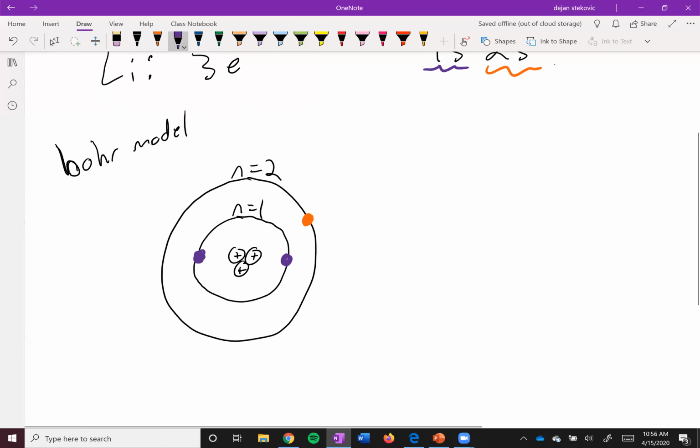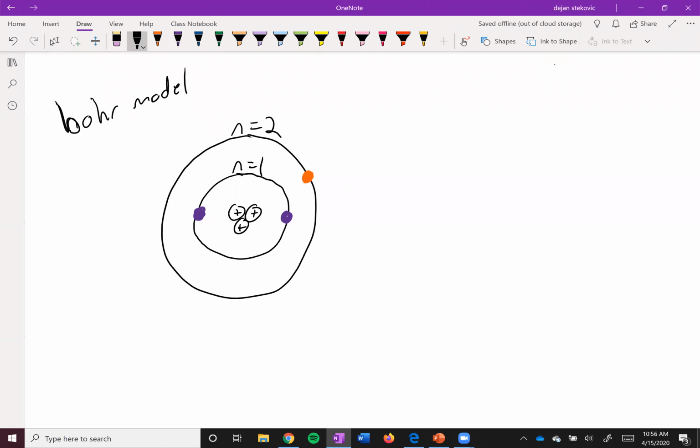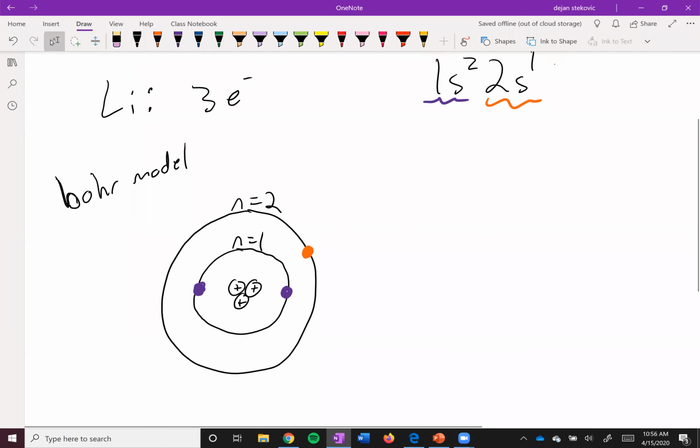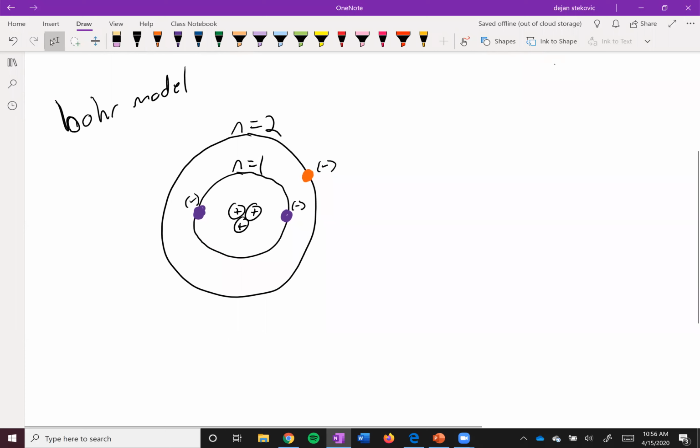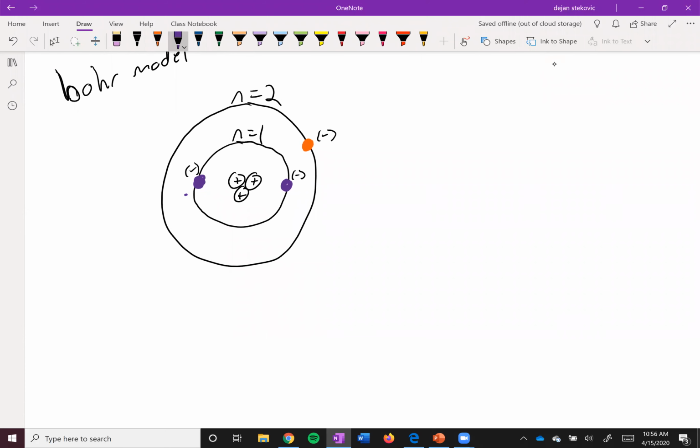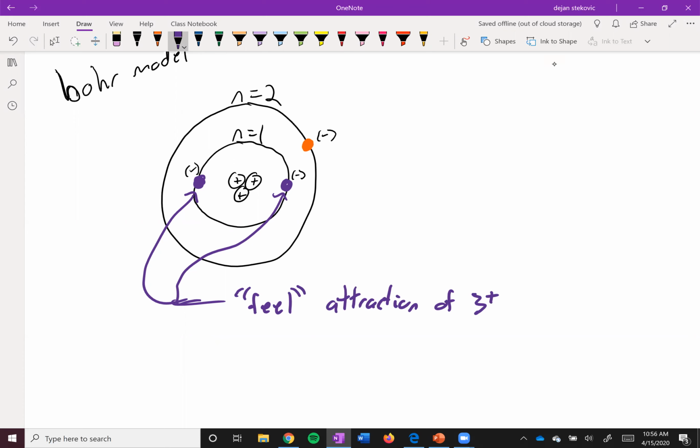And so let's think about what's going on here. Remember that in our center we have a positively charged nucleus and electrons are negatively charged. And remember, opposites attract. So a positive and negative charge are going to attract. So if we take a look at these 2 electrons, you can see that they're right next to the nucleus. And so they're getting pulled by the entire nucleus. So these 2 electrons feel an attraction of 3 plus.